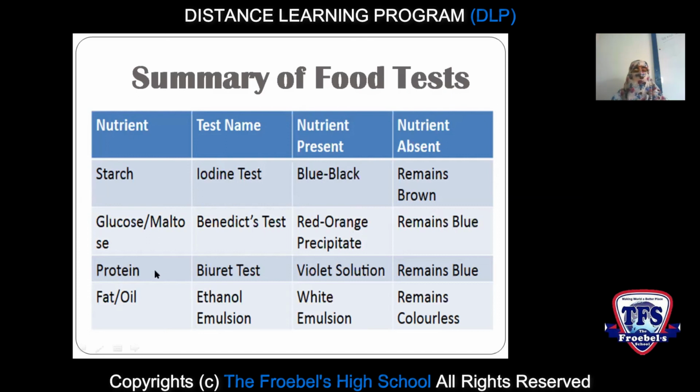Next is the test for protein. Biuret solution is used for testing the protein. If protein is present, it will show violet color. If protein is absent, it will show blue color. Last, we have discussed fats and oil. The ethanol emulsion test is used, in which a white cloudy emulsion appears, and if not, then it remains colorless. That means fat and oil are absent.